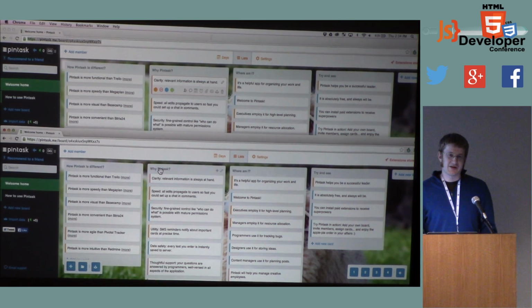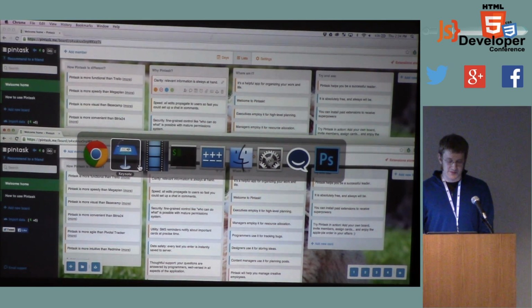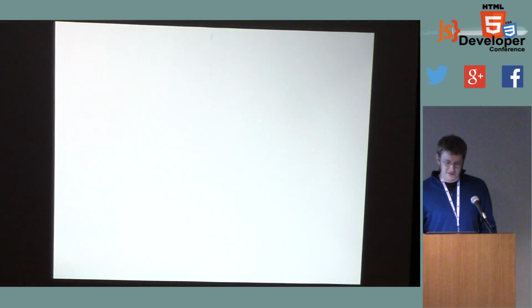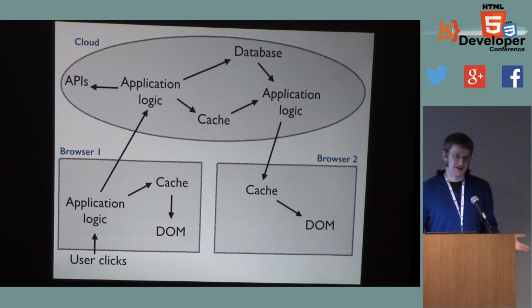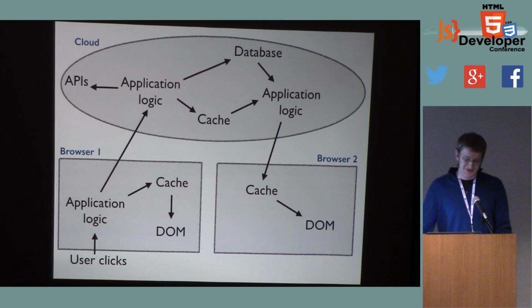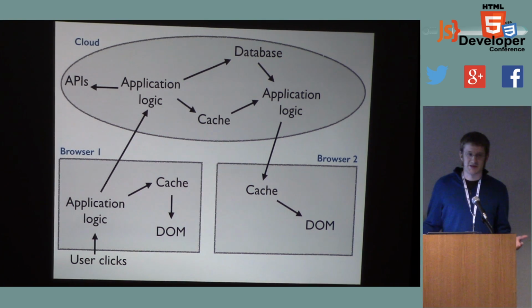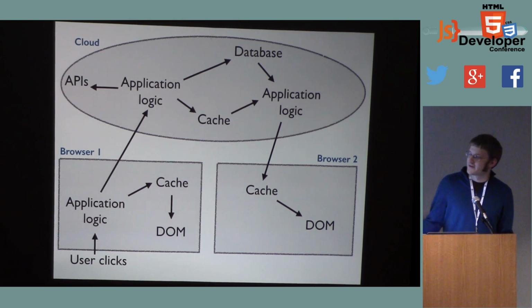So to make an app like this, with any framework, Meteor or not, with whatever technologies you want to put together, there's a lot of moving parts. So here's a diagram of the moving parts in an app like this. You've got the user clicking in the bottom left. There's some application logic that decides how that changes the data model, and then that updates the DOM.